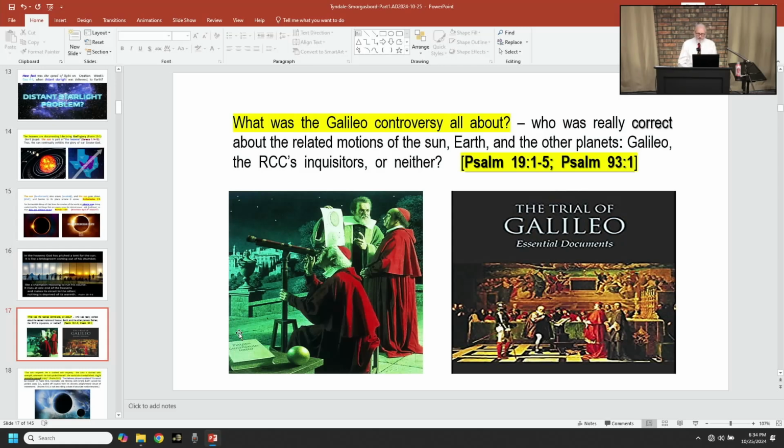Galileo asserted that the earth was moving and it went around the sun in a circle-like way, so that the sun was stationary and the earth was doing the moving. Galileo's opponents, who were the Inquisition team, that is the inquisitors of the Roman Catholic Church, said, no, it's the opposite. The earth is stationary and the sun makes a circle around the earth. So it's the sun that's moving and the earth is stationary. Galileo said, no, it's the sun that's stationary, it's the earth that's moving.